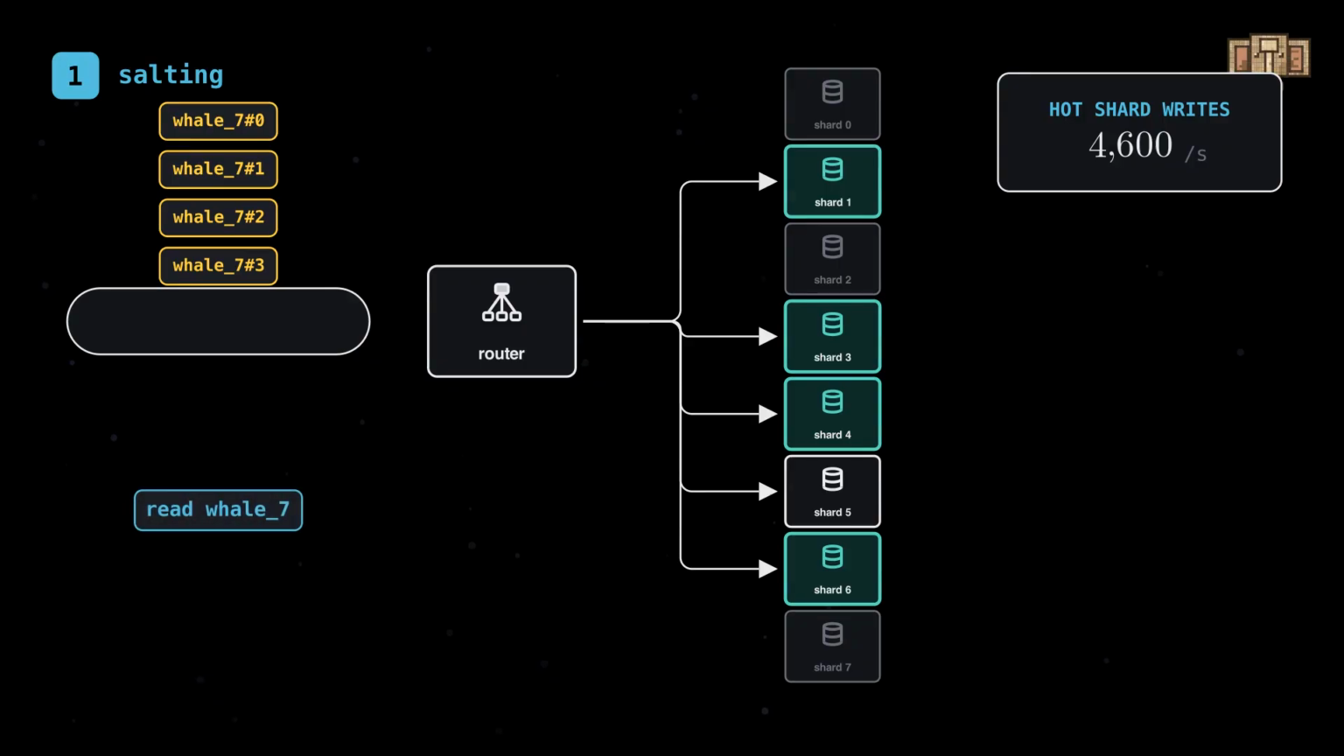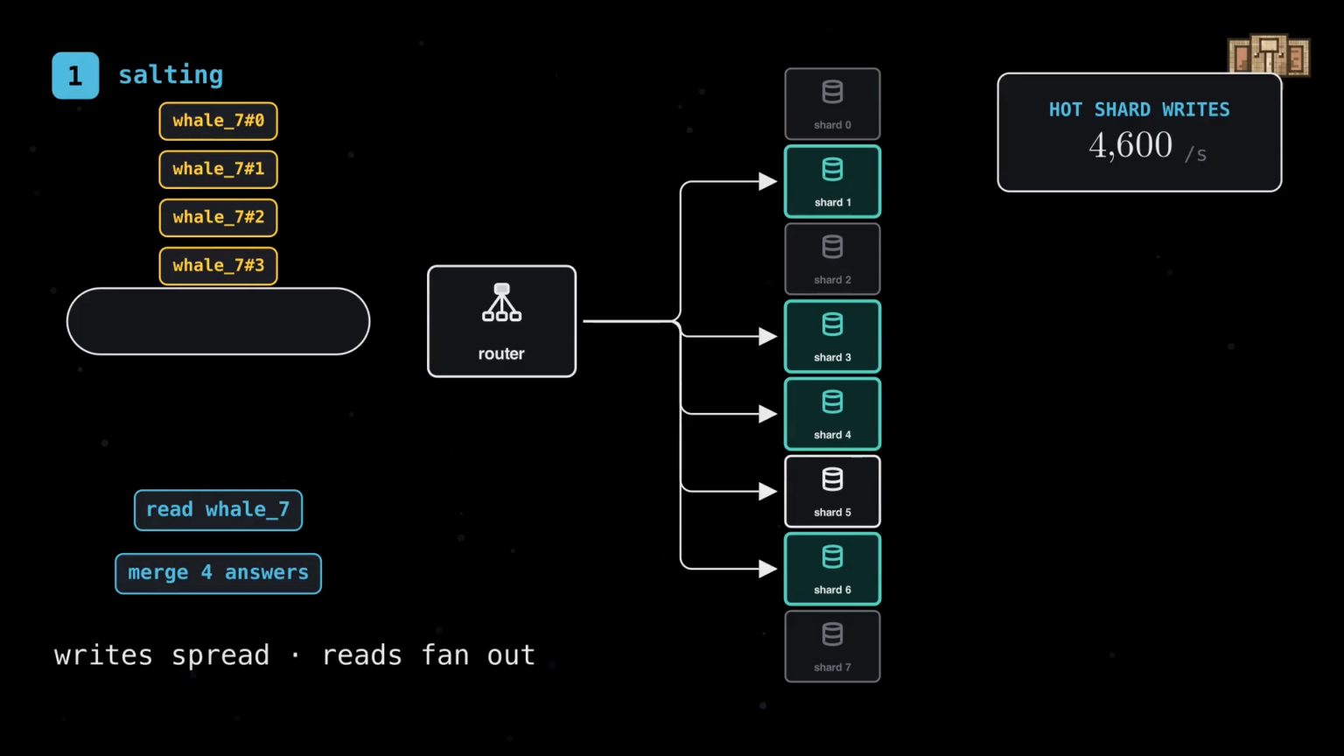But the bill arrives on the read side. To read the whole key, you must now ask all 4 salts and merge the answers. A fan out where a single lookup used to be. So salting is the right hot key move. Take it when writes are the fire and reads can afford the fan out.